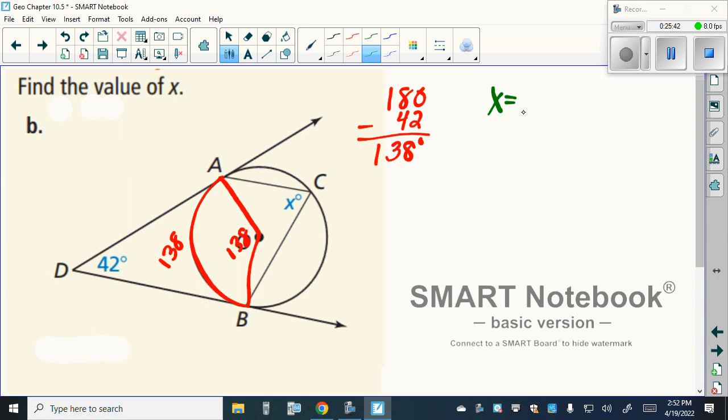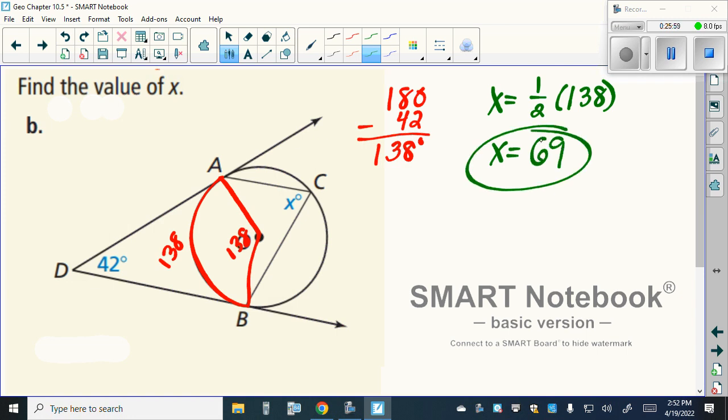Then what would we do? Divide by 2. That's what I was thinking. You could write it kind of like this, so 130 divided by 2. And the reason that it's half that angle is because that is an inscribed angle. An inscribed angle is equal to half the measure of its arc.